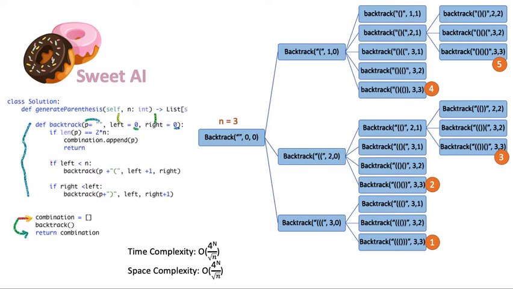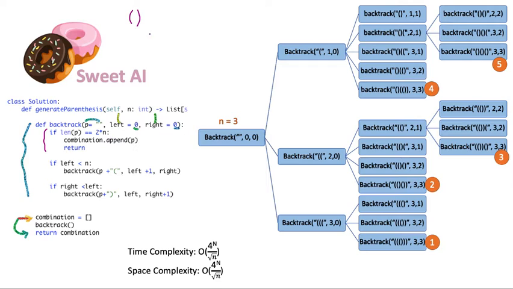So we need a condition for when we are going to end this function and add the combination made to the array. This is the condition that we are going to use. We are going to say if the length of the p string that we are making is 2 times n. And you might say, why 2 times n? Because as I mentioned, n is the number of well-formed pairs of parentheses. So for every single n, we have an open and a closed bracket.